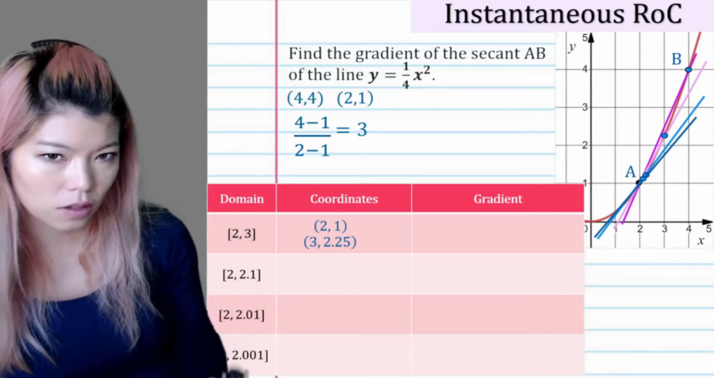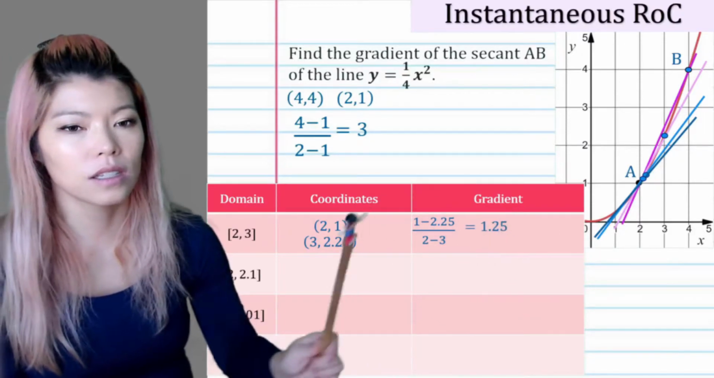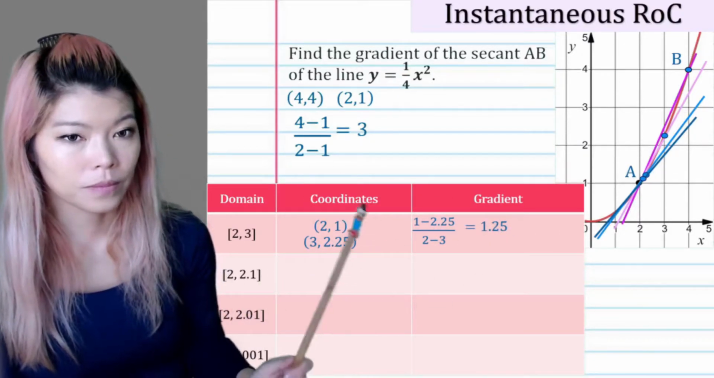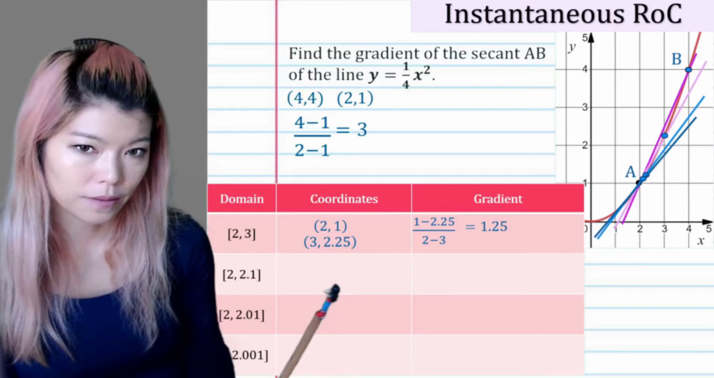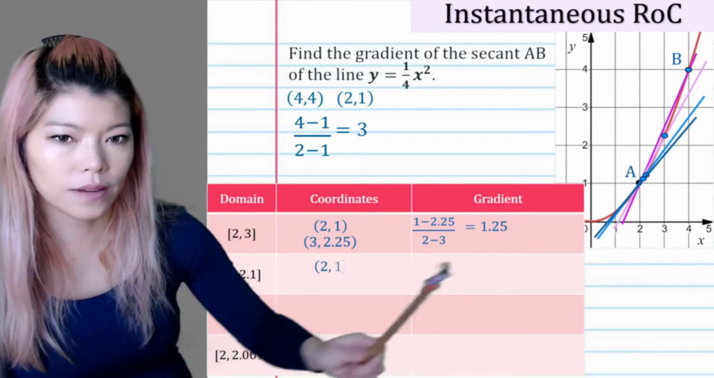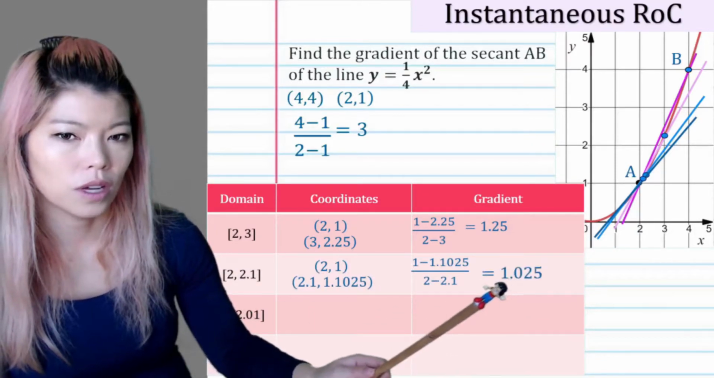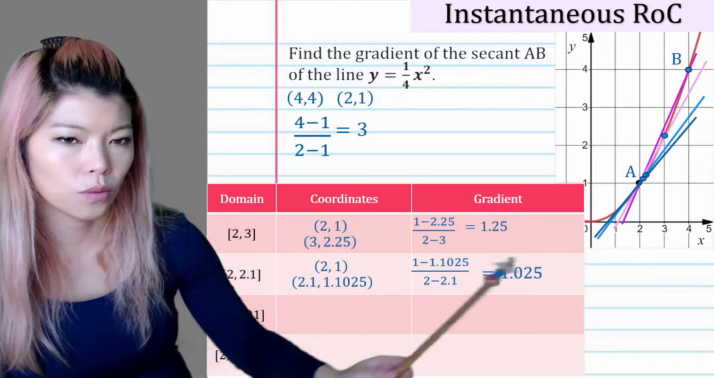So these are all x values, and here I've done the coordinates. Now you can sit here and do the gradients, or just watch and trust me and observe the pattern. So I've done the gradient for the secant, the pink line there between 2 and 3. Then I'm going to figure out the coordinates and the gradient for the line between 2 and 2.1.